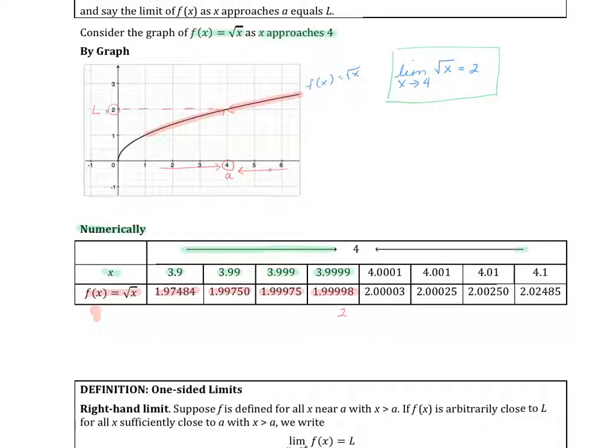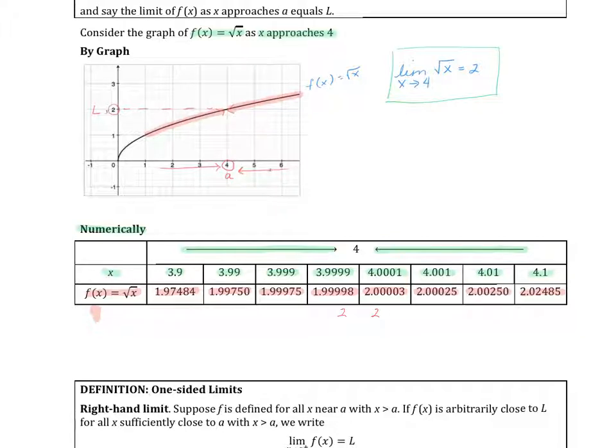As we approach 4 from the right-hand side, so these are numbers that are a little bit larger than 4, like 4.1, 4.01, 4.001, 4.0001. What are our y values approaching?